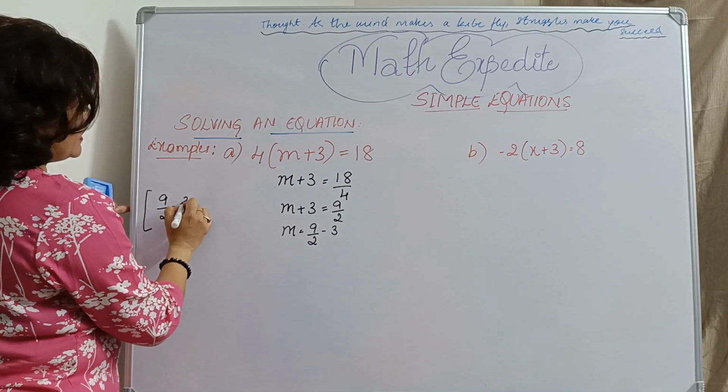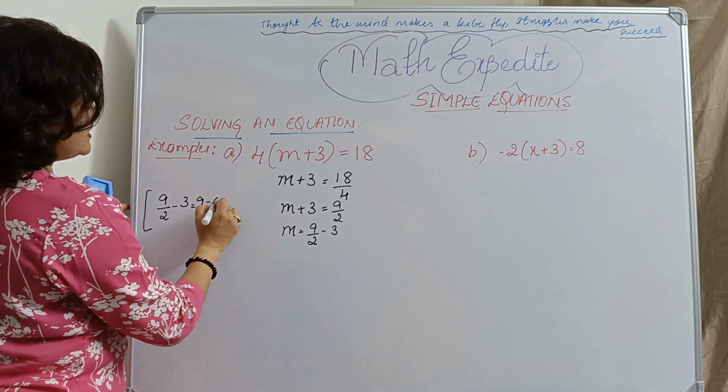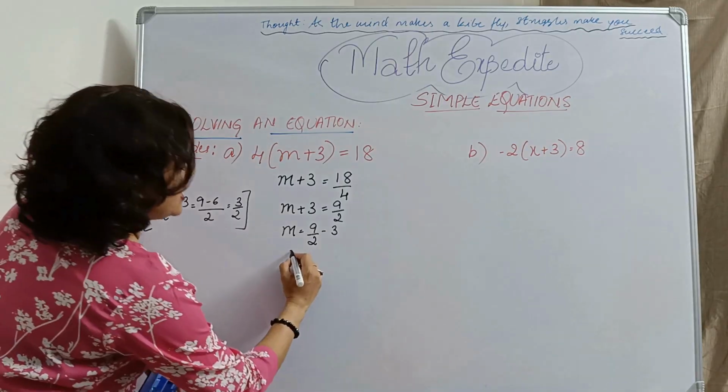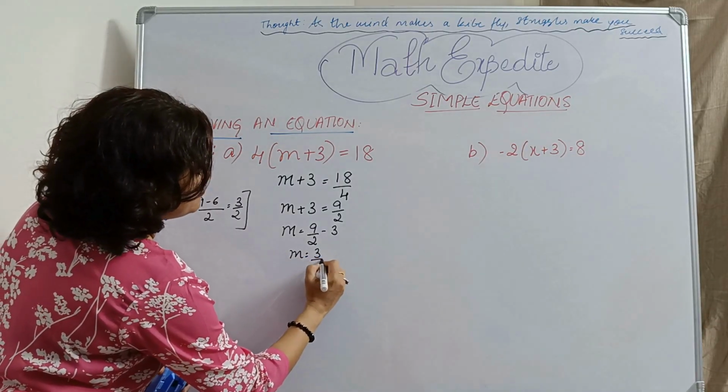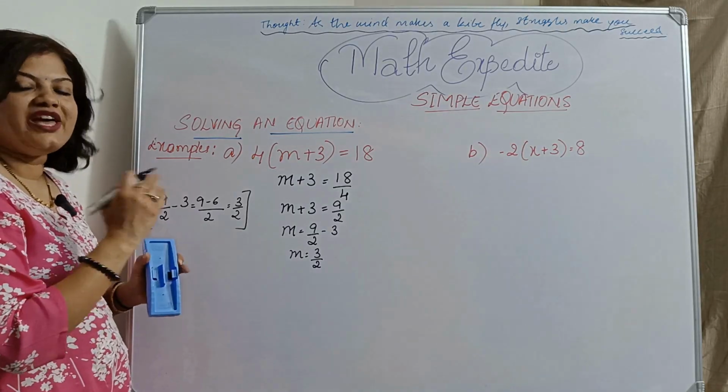9 by 2 minus 3, which is equal to, LCM would be 2. So 9 minus 6, which is equal to 3 by 2. So the answer is 3 by 2. Now what we have to do? We have to verify it.